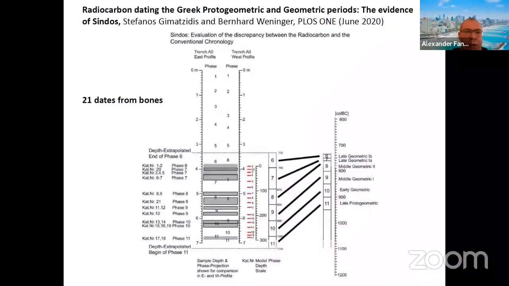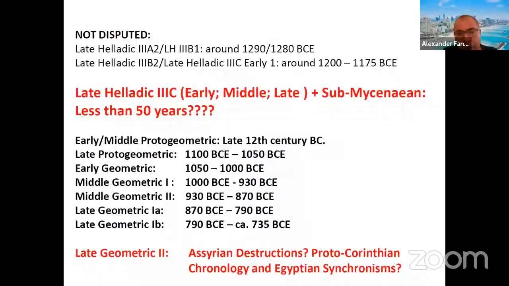And now let's go for a few minutes to Syndos and to the data which was presented just a couple of years ago in PLOS ONE in 2020 by Stephanos and Bernhard Wenninger. So we have this very complicated stratigraphy in a way, but it seems that it's very nice and good looking. 21 dates obtained from the bones.